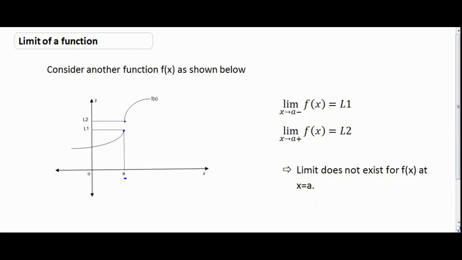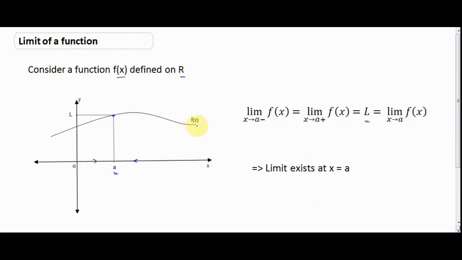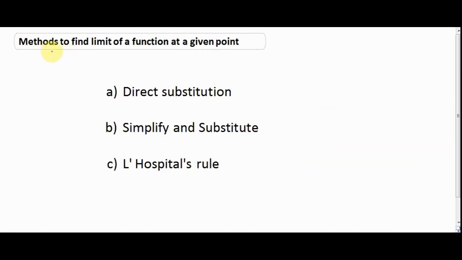So for a function f of x to have a limit at a point x equal to a, it has to satisfy the condition that limit x tends to a minus f of x should be equal to limit x tends to a plus f of x. Okay, now let's have a look at the methods to find limit of a function at a given point. We have three methods to find limit of a function at a given point. The first method is direct substitution, the second method is simplify and substitute, and the third method is L'Hospital's Rule.